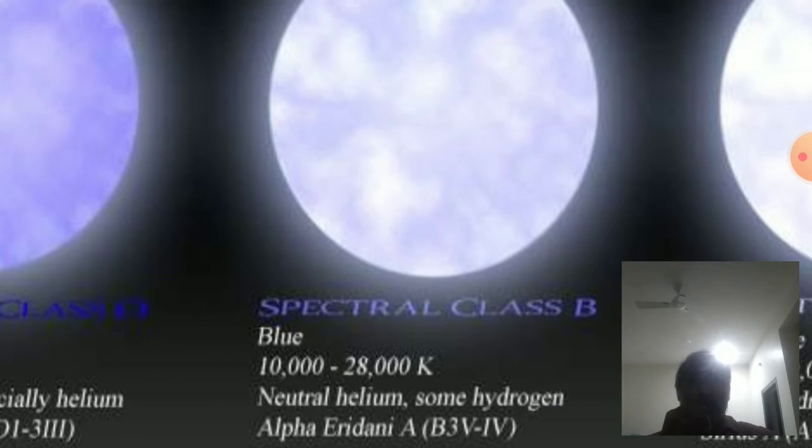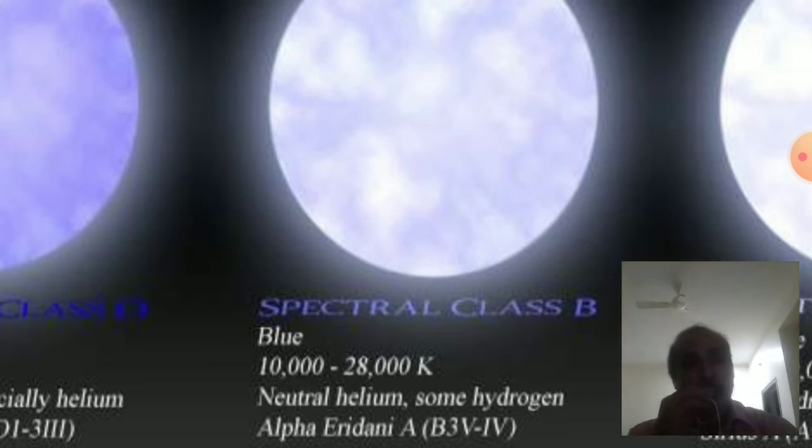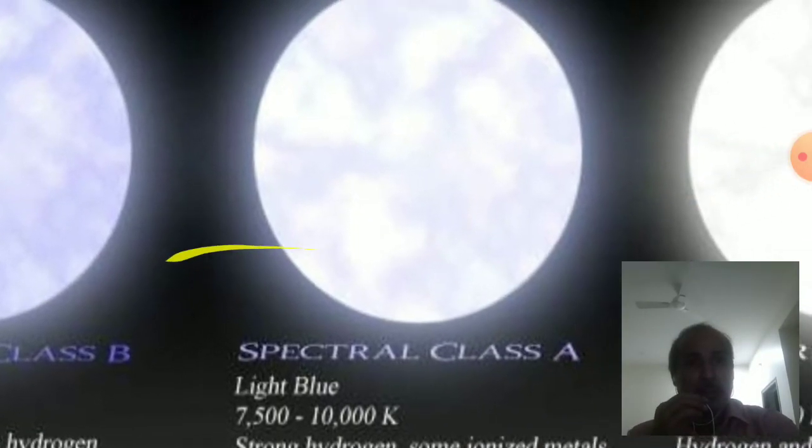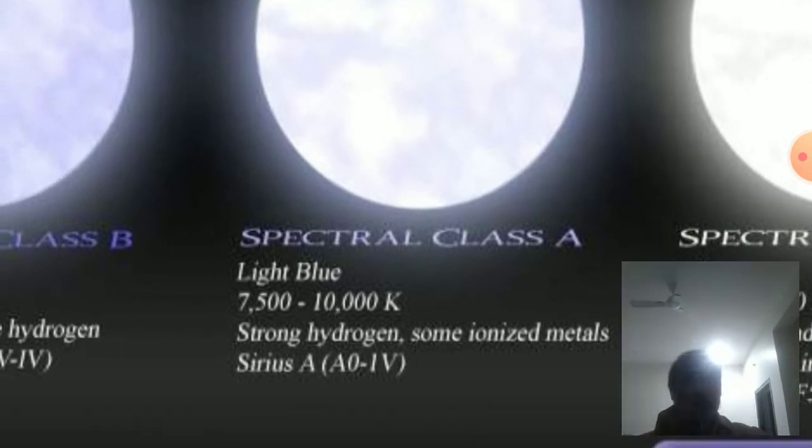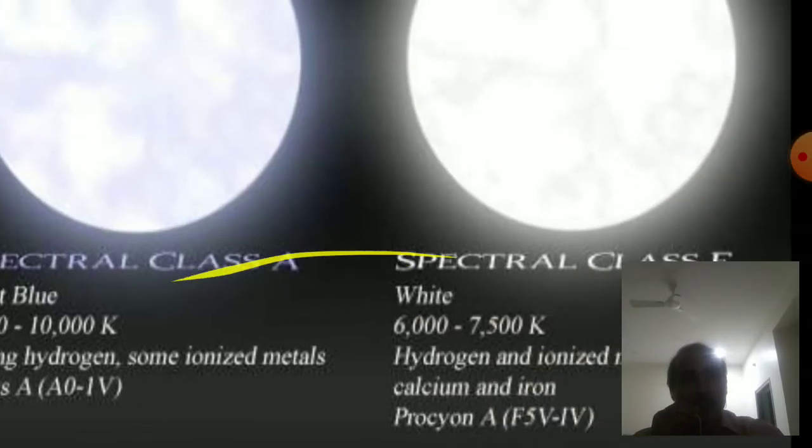Next class, just observe here. Spectral class B, which appears light blue. Its surface temperature is 10,000 to 28,000 Kelvin, and its chemical composition is neutral helium and some hydrogen. Example, Alpha Eridani. Next, spectral class A, which appears light blue, with a surface temperature between 7,500 and 10,000 Kelvin. Chemical composition: strong hydrogen and some ionized metals. Example, Sirius.